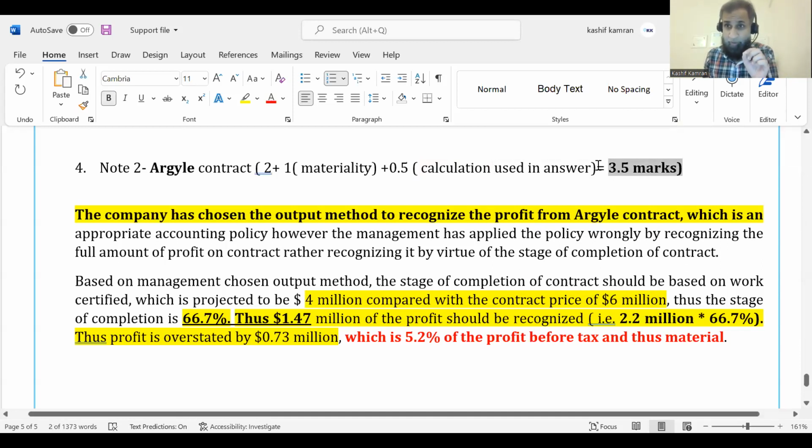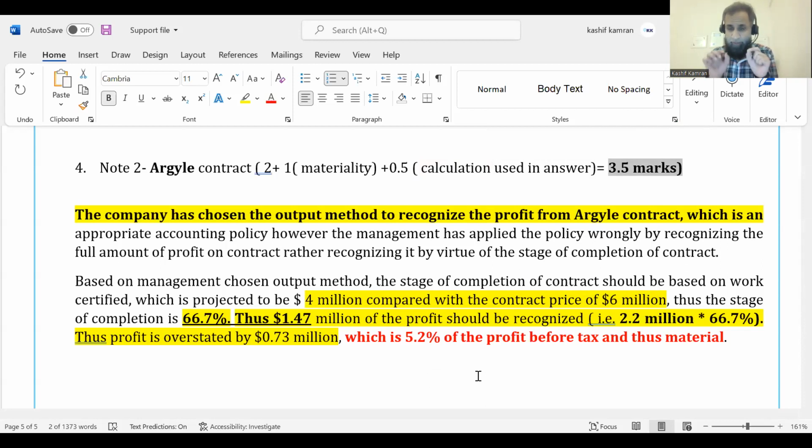So was this a productive risk? I hope you're getting the marking scheme. How much is the journal marks for every risk? 2. But with that 2, we added the materiality, 3. With that 3, we added the calculation, 3.5. So can we get incremental marks for risk? Yes. So note number 2 is giving us incremental marks.